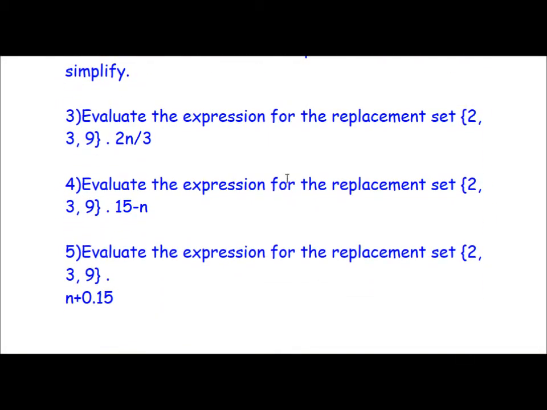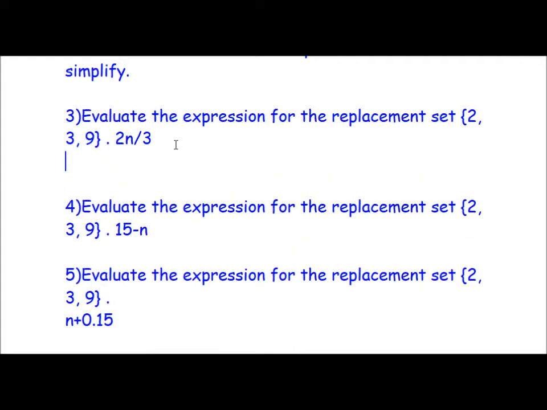Let's do another example. We have to calculate 2n by 3, where n is given as a set of 2, 3, 9. So what we need to do is just put the set numbers in the new expression. When we put 2 here in 2n, that means replacing n by 2. So 2 multiplied by 2 by 3 is equal to 4 by 3.